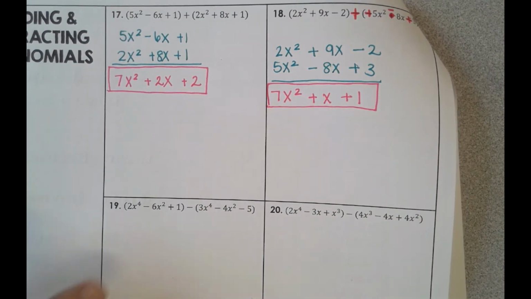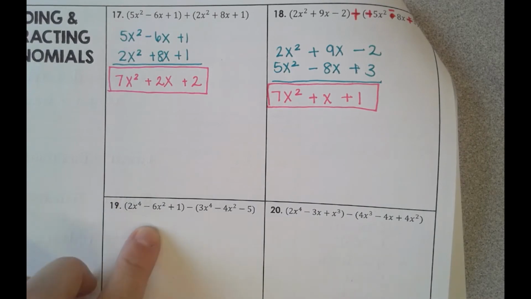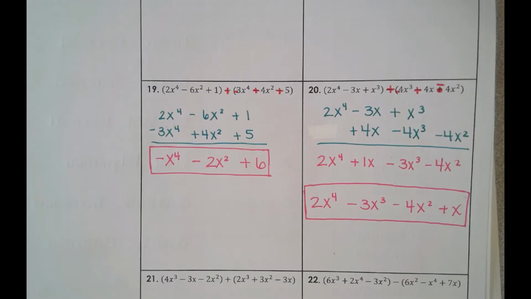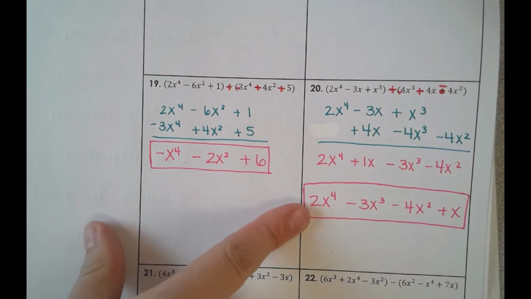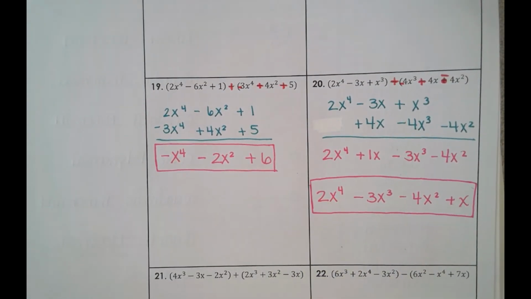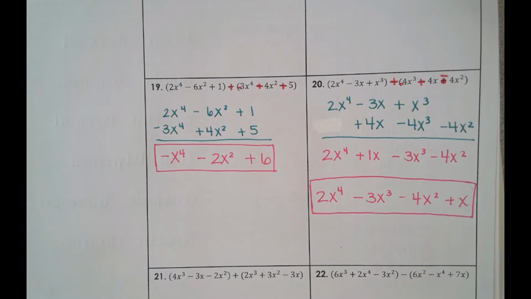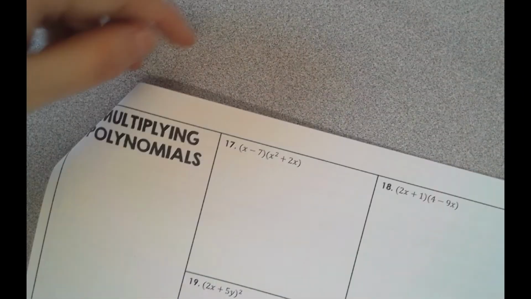I want you all to try numbers 19 and 20. All right, here's number 19 and 20. So number 19, your final answer should be negative x to the fourth minus 2x squared plus 6. And then number 20, you had to rearrange to get your final answer. 2x to the fourth minus 3x cubed minus 4x squared plus x. Just for time, let's go ahead and move on to multiplying.